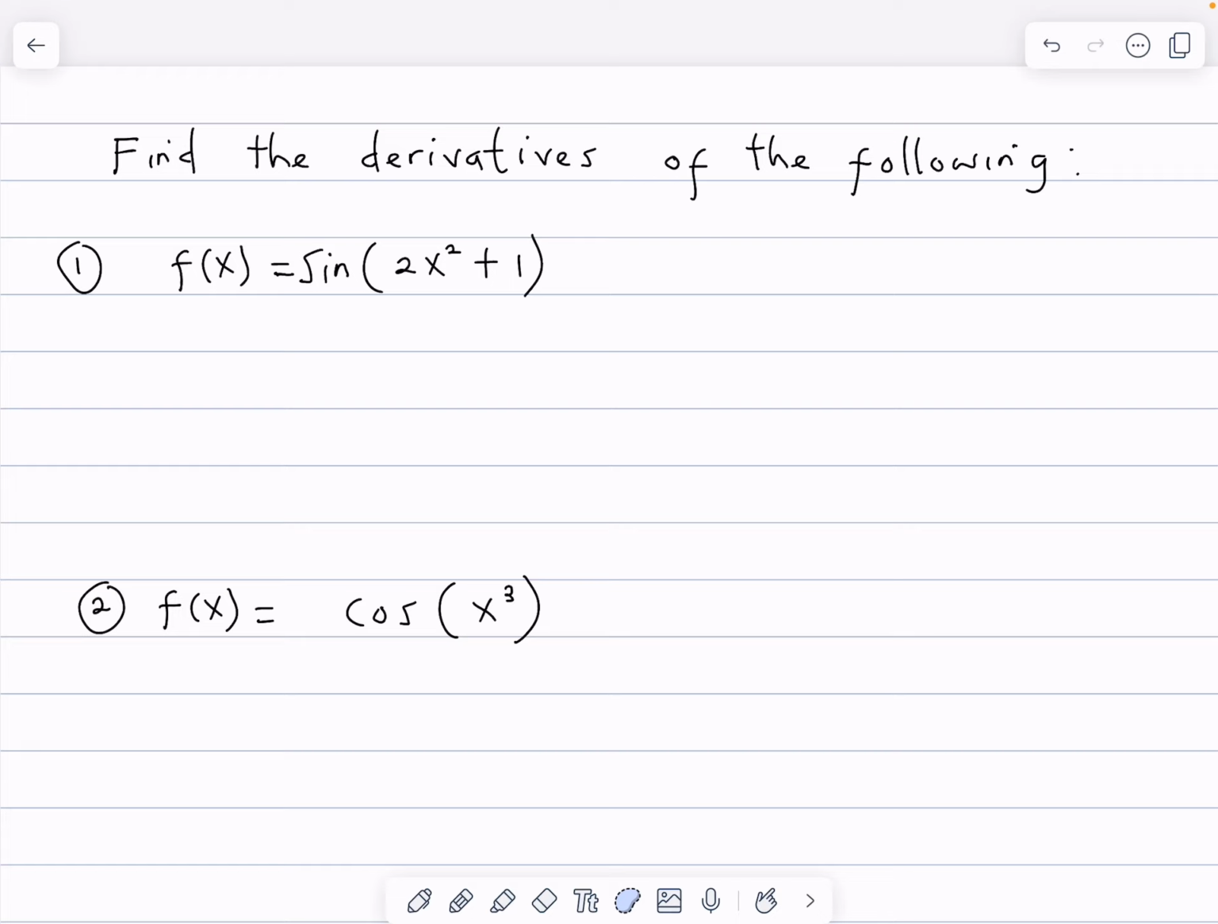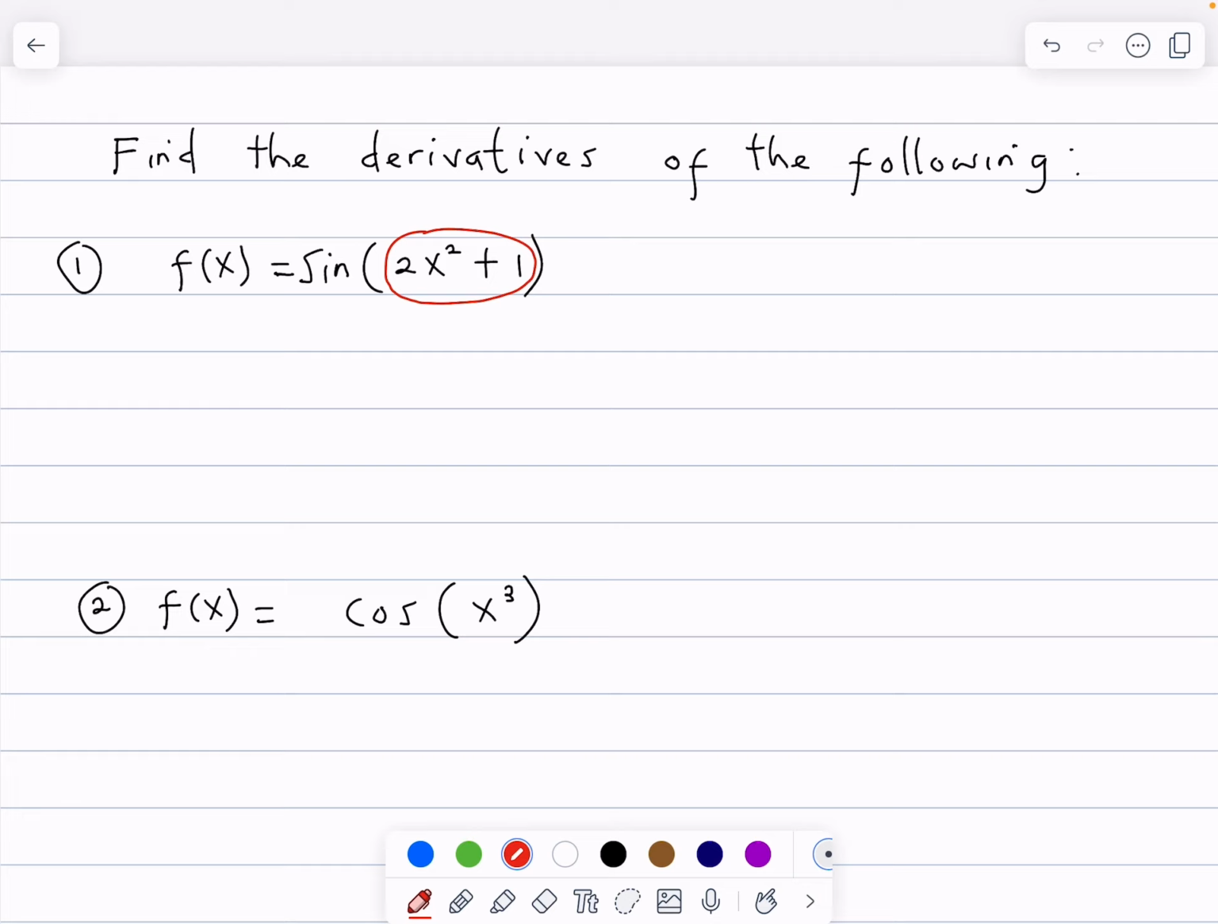The first thing you want to do in this situation, because this is a composition of two functions, sine x and 2x squared plus 1, is identify the inside function. Just like the name implies, it is the function inside the parentheses. That's the inside function, 2x squared plus 1.